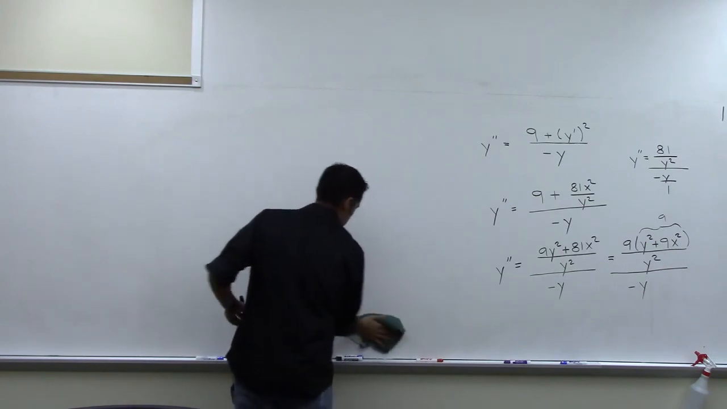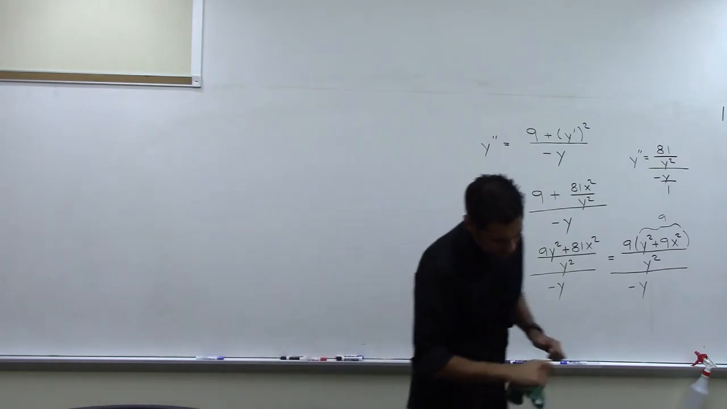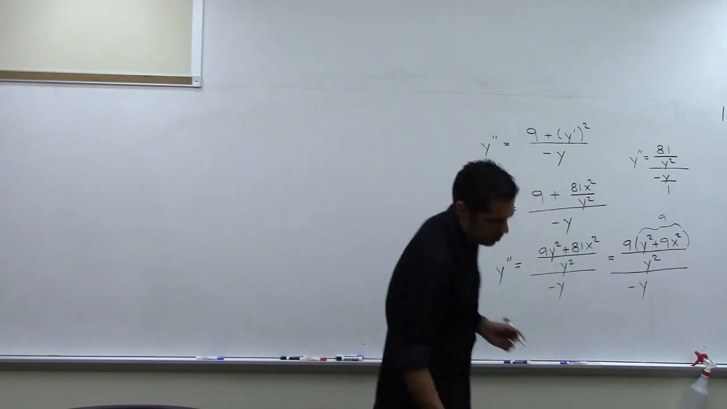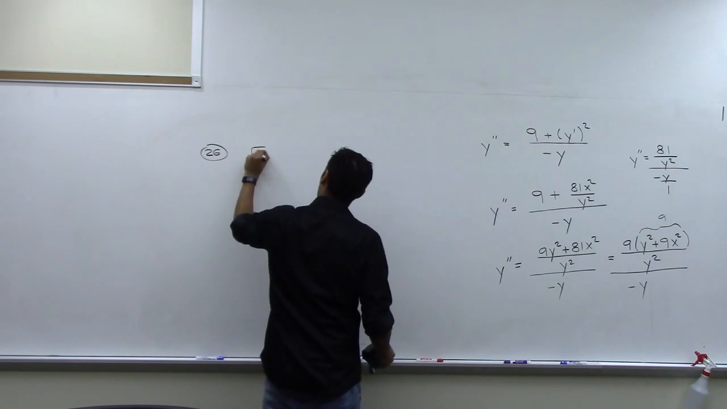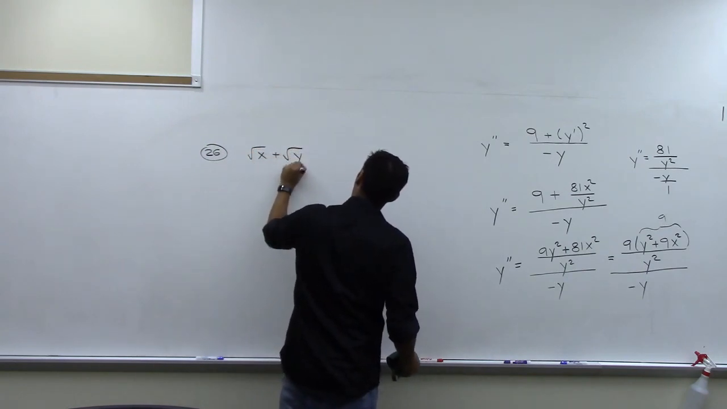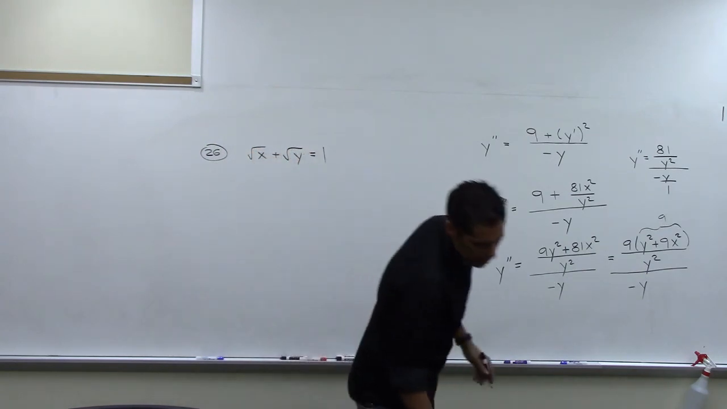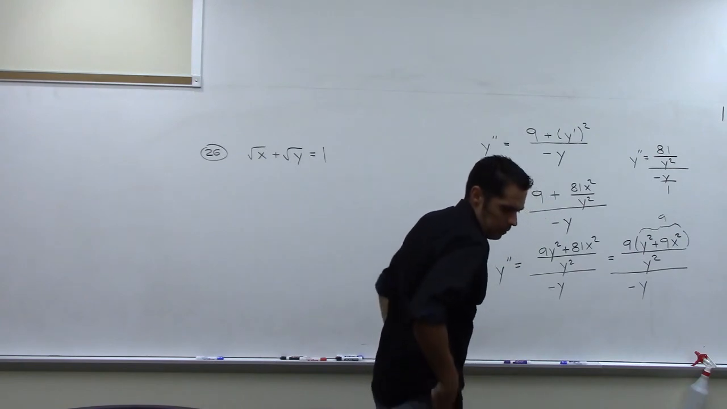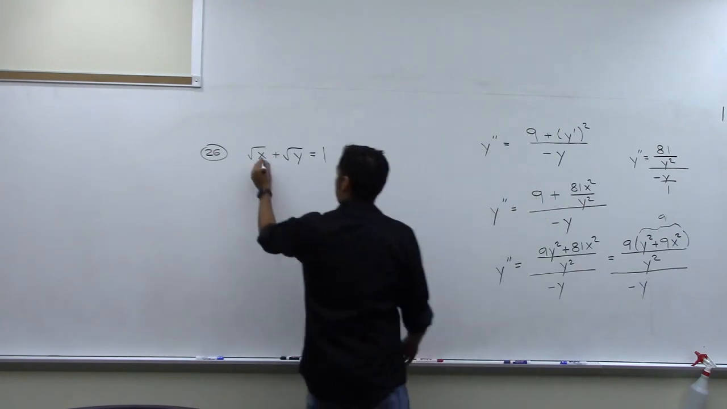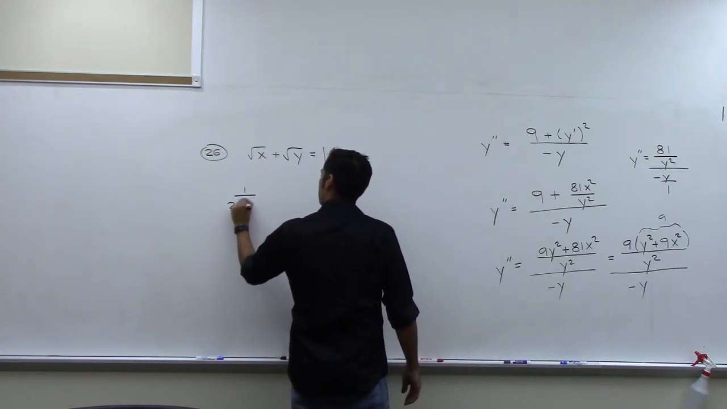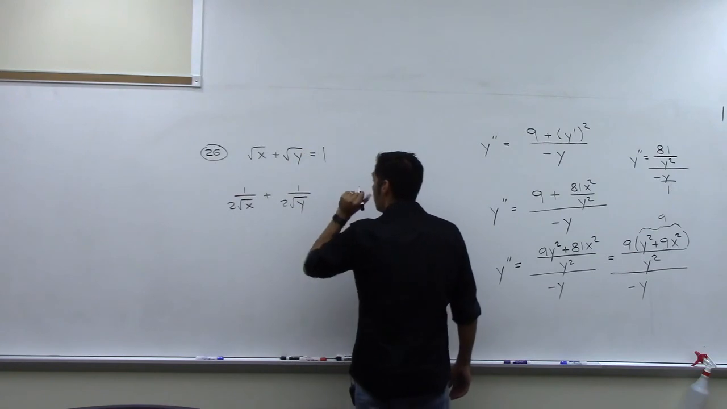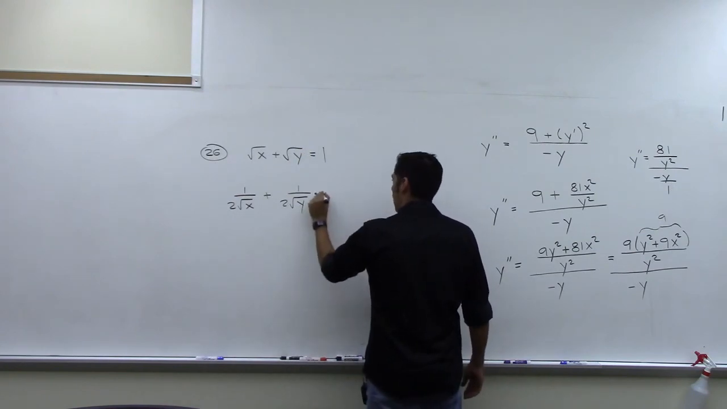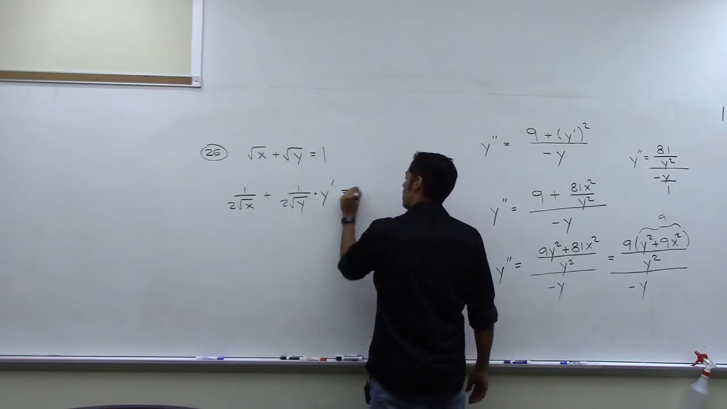Okay, I'm going to let you do 27 and 29 on your own. I'll do 26. Trying to find y double prime. Square root of x plus square root of y equals 1. All right, here we go. Derivative of root x, 1 over 2 root x, plus derivative of root y is 1 over 2 root y. However, you have to take derivative of what's inside, and derivative of that is y prime. So there's your chain rule, equals 0.